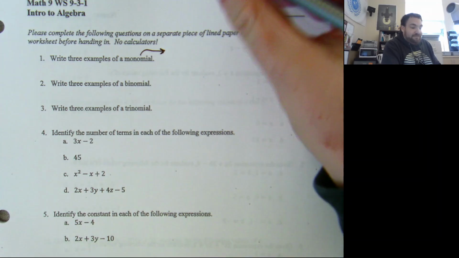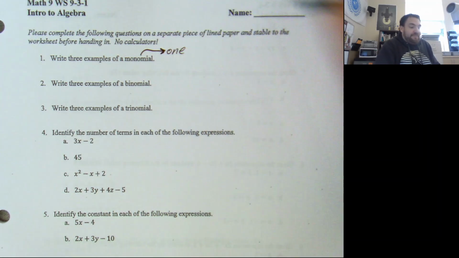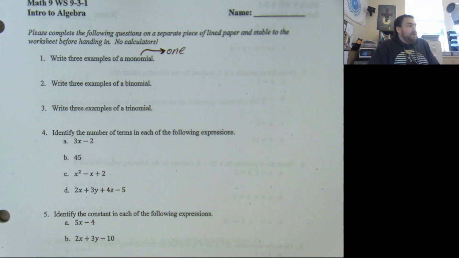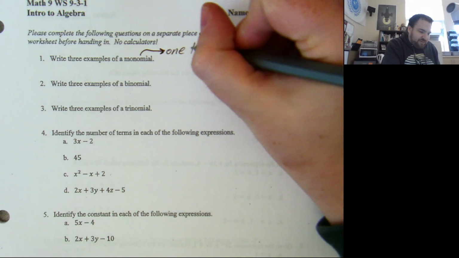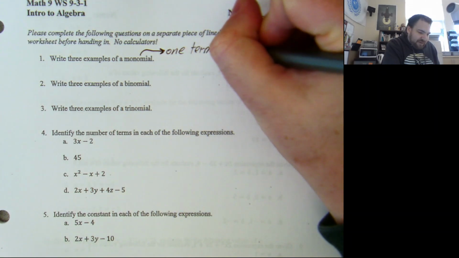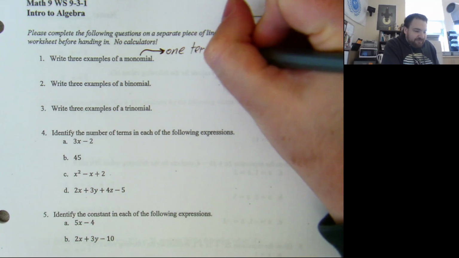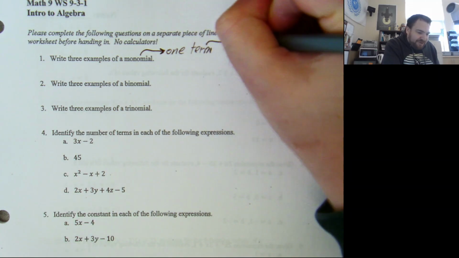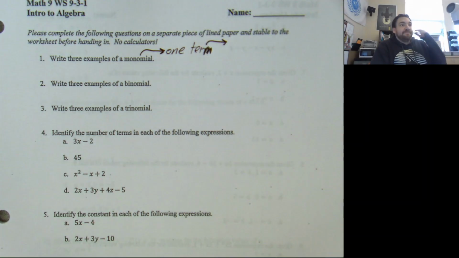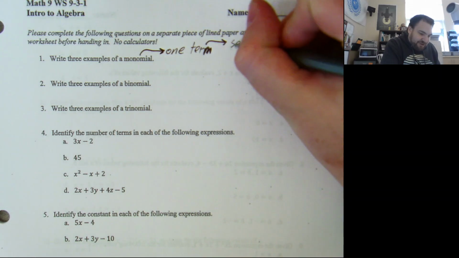Mono means one. So a monomial is what? A one-termed object. Cool. And what makes a term again? How do you know how many terms you have? How are terms broken up? Yes, I heard it back there. Separated by addition and subtraction.